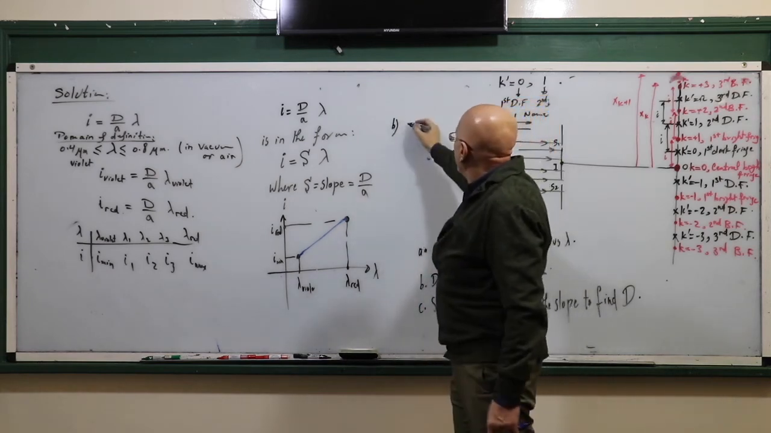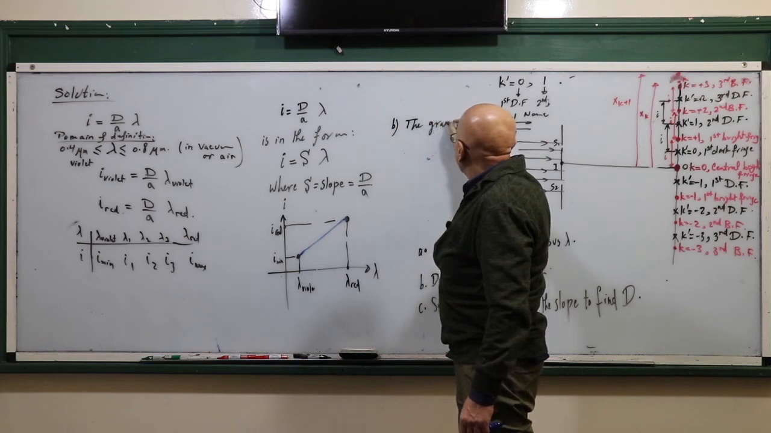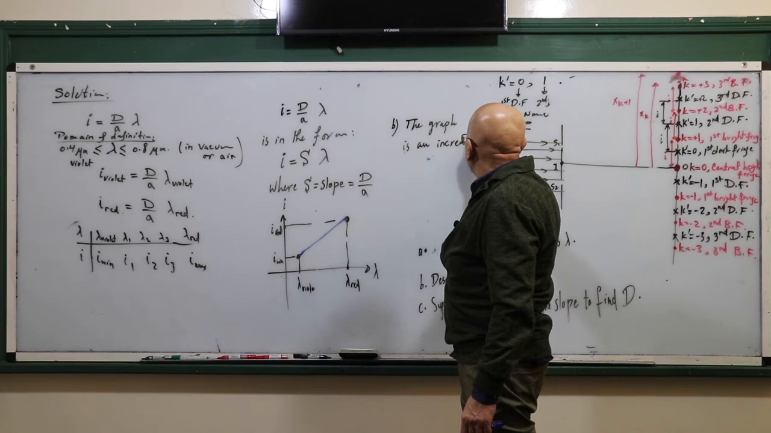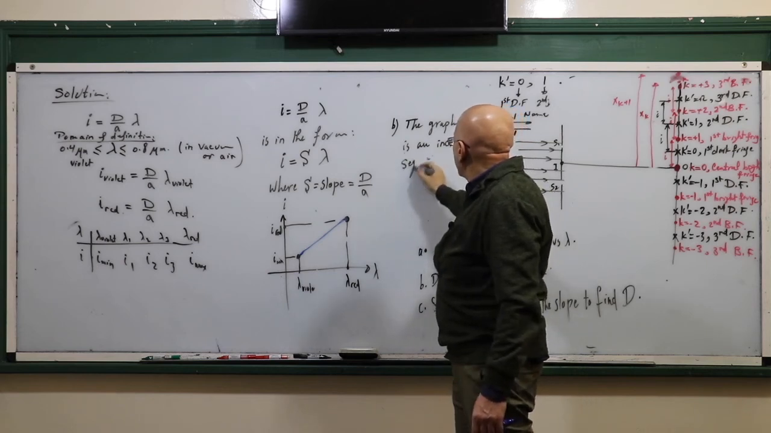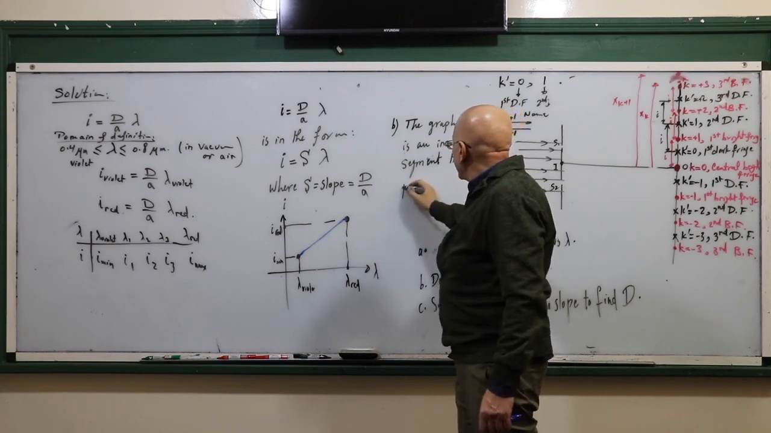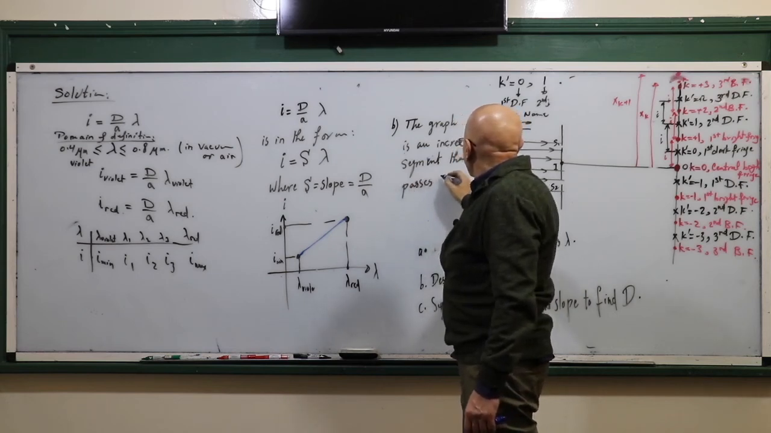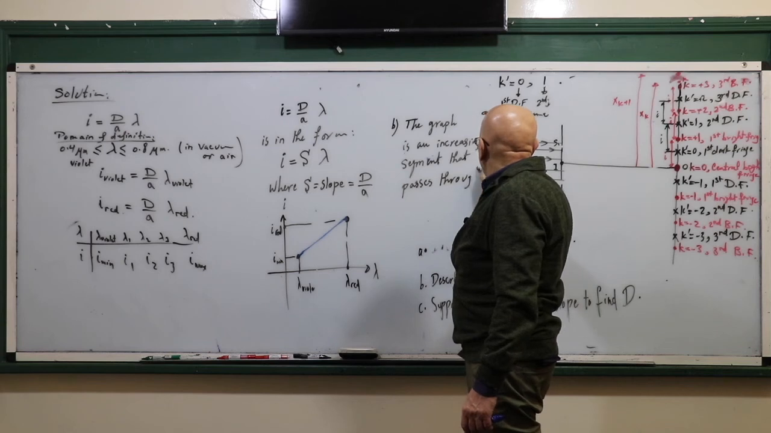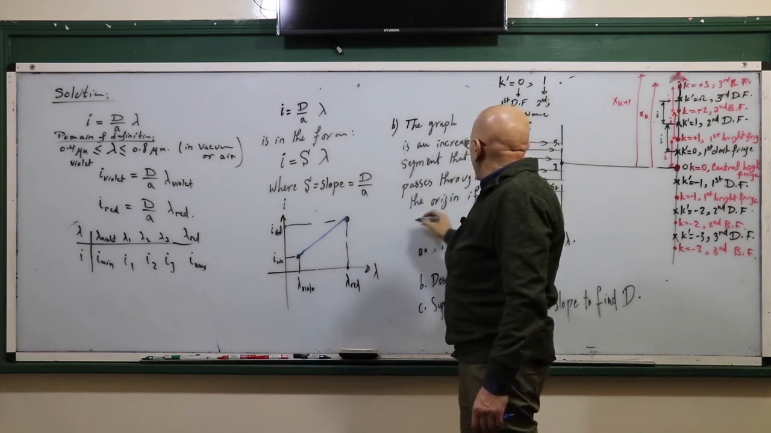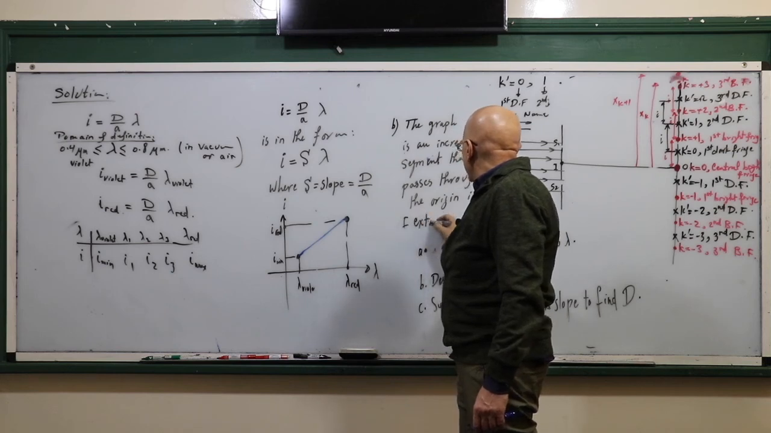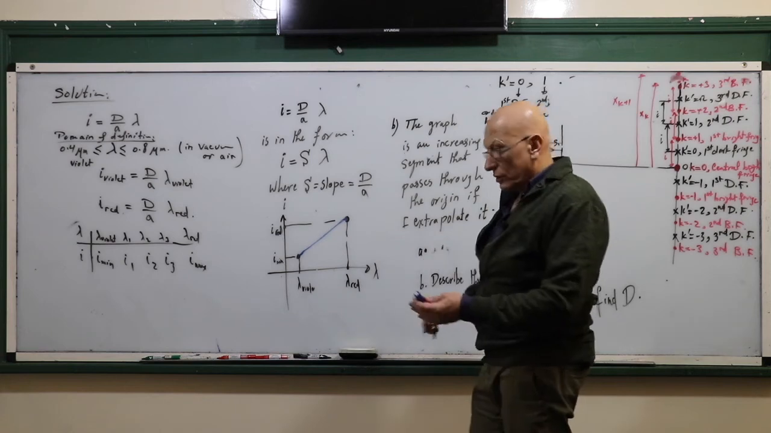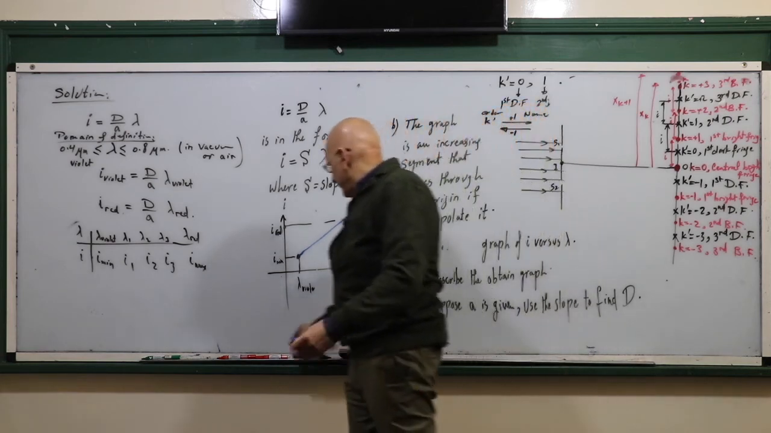Obtain the graph. The graph is an increasing segment that passes through the origin if I extrapolate it, okay? So, what do I mean by this?